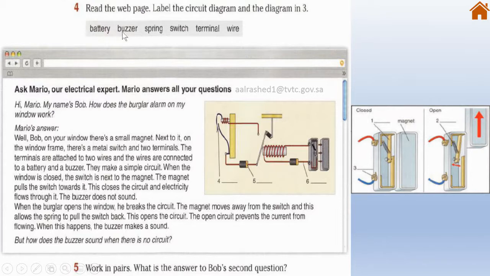So we need to match these vocabularies. The first one, number one, is the switch. This is the switch. Number two, the spring. For number three, the terminal. For four, the buzzer. Five is the battery. And finally, Y, which is the conductor. Those are the components of the burglar alarm system.